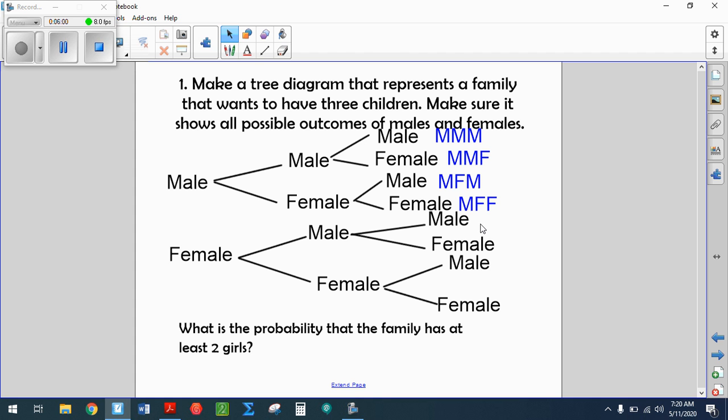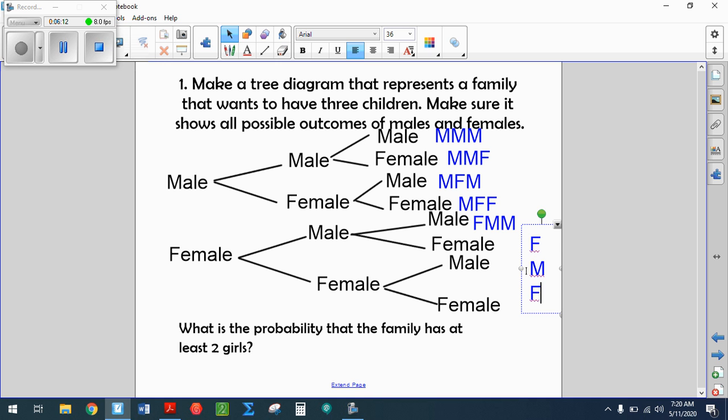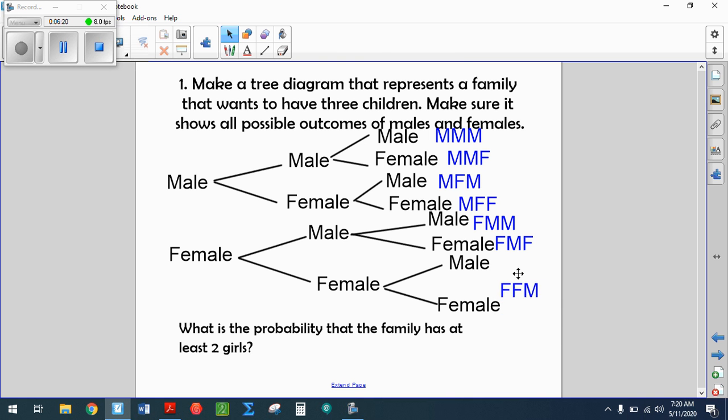Then on these bottom options, we have female, male, male. Then we had female, male, female. We had female, female, male. And finally, female, female, female. So there are 8 total outcomes.